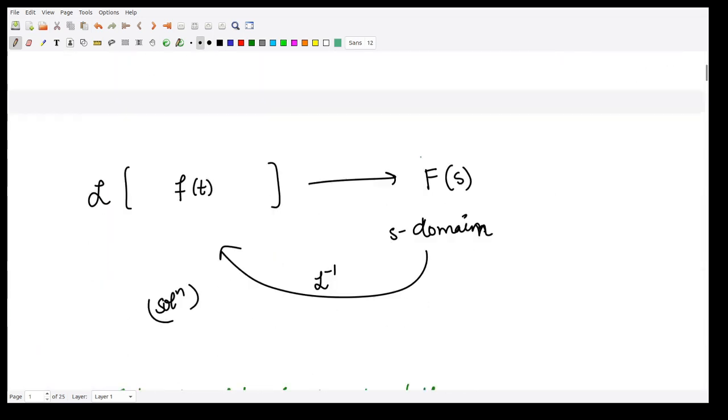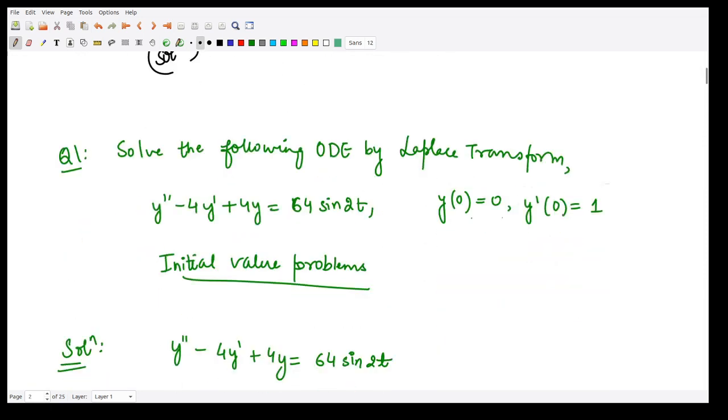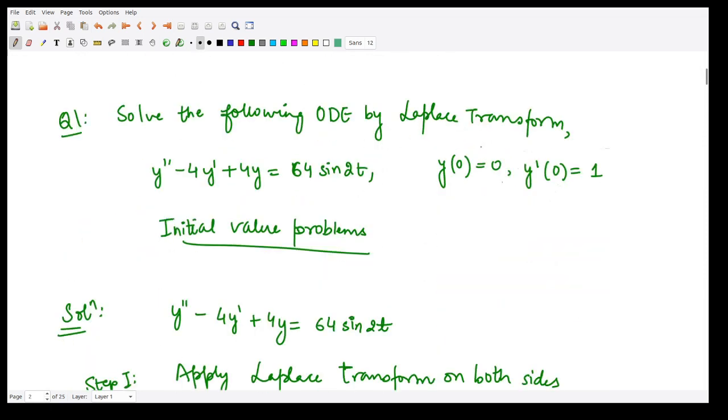Let us move on to calculating the solution for this ordinary initial value problem using Laplace transform. For that, I am considering this equation y double dash minus 4y dash plus 4y, that is equal to 64 sine 2t, where you are given y at the point 0 is equal to 0, and you are also given its first derivative evaluated at the point 0. So this is the information that we have, and this equation is to be solved using Laplace transforms.